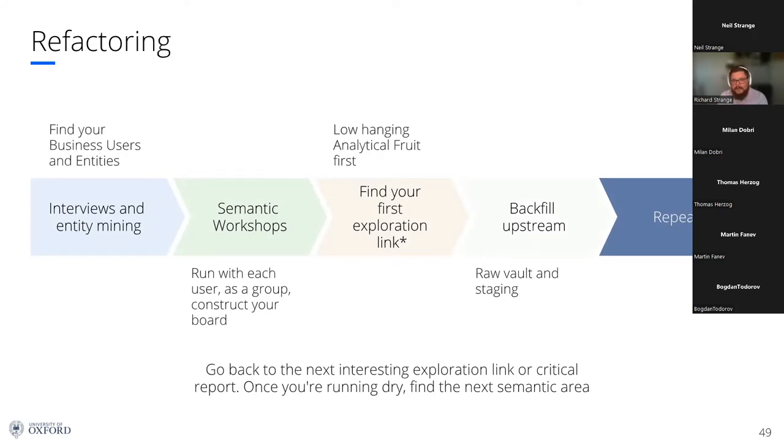Then once that's done, you go back to your semantic workshops, add in additional entities that you cut off for going past 50. Do a bit more whiteboarding. When you run out of those, go back, find a different business area that you scoped out, do more entity mining. It's a constant cycle. This isn't the only way to do it, but it's one that deliberately focuses on getting very interesting BI results out very quickly.